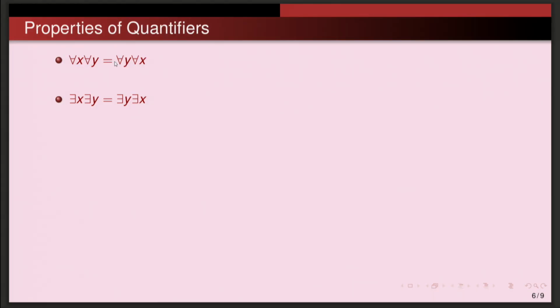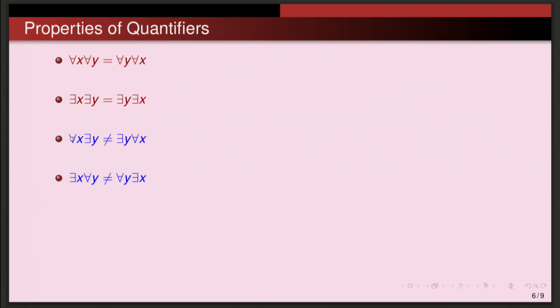There are some properties of quantifiers which we have to note down while we are translating into predicate logic. Take the first one: for all x, for all y is equal to for all y, for all x. The first one is correct, and similarly the second one, there exists x, there exists y, is the same as there exists y, there exists x. We can map it to some examples and proceed.